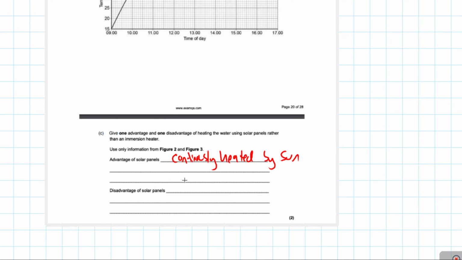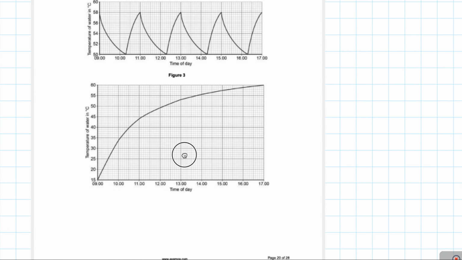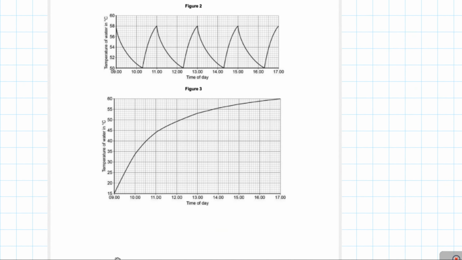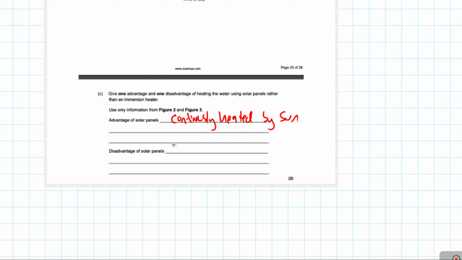So the disadvantage of using this one, first of all, it takes a long time to heat up. Because you can see here that with the immersion heater, it's maybe about 45 minutes, it looks like, to get from a temperature of 0 to 58. Here it's a long stretch to get to the same temperature of 58, which is about up here. We can see it takes about 6 hours. So the disadvantage of solar panels is that it takes longer to heat. We've got a lower temperature for most of the day.